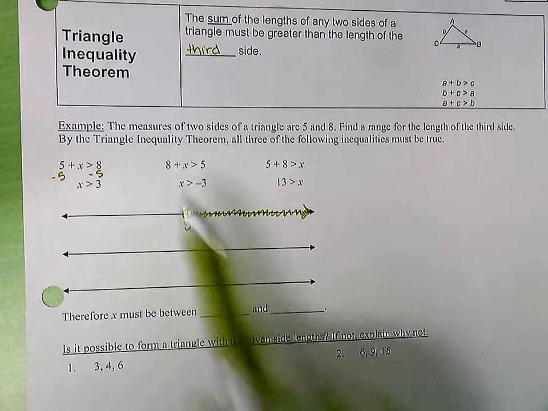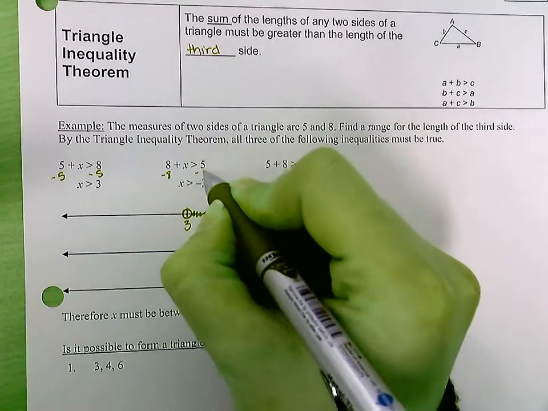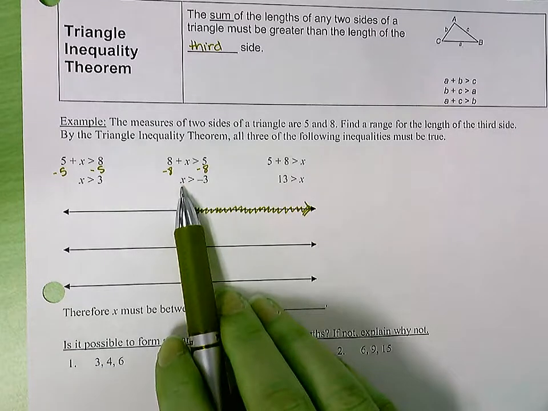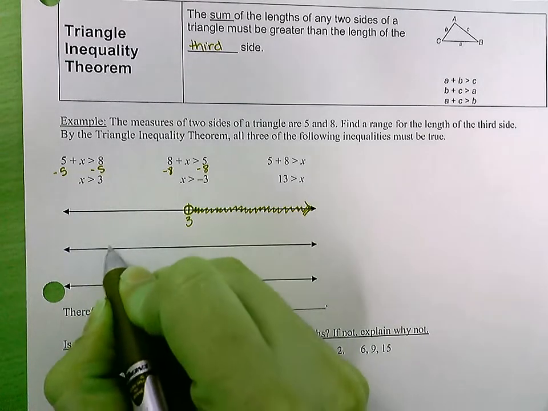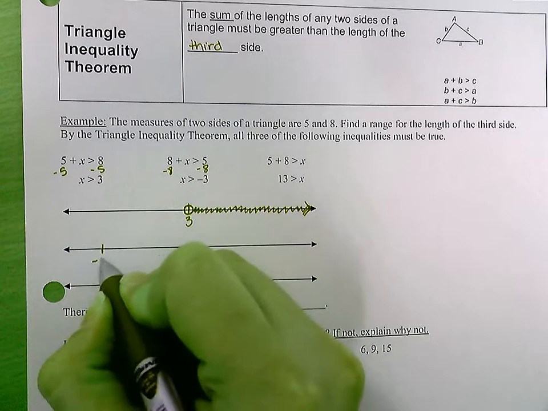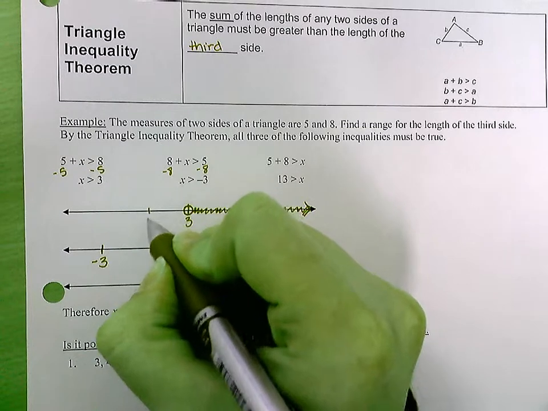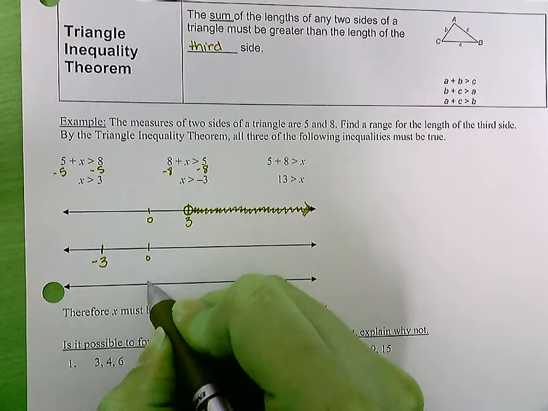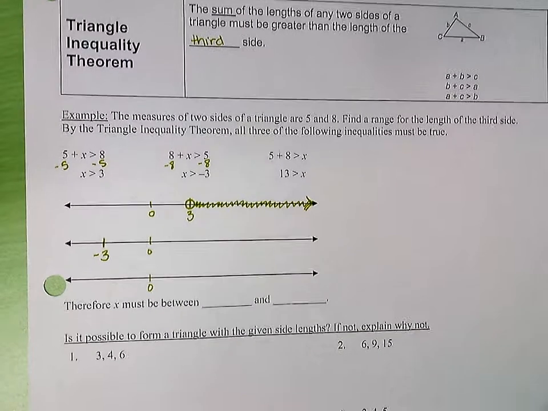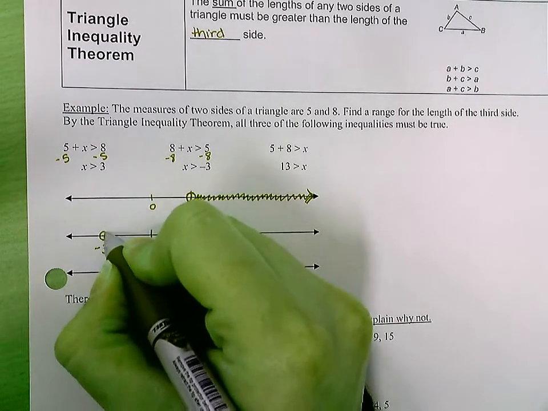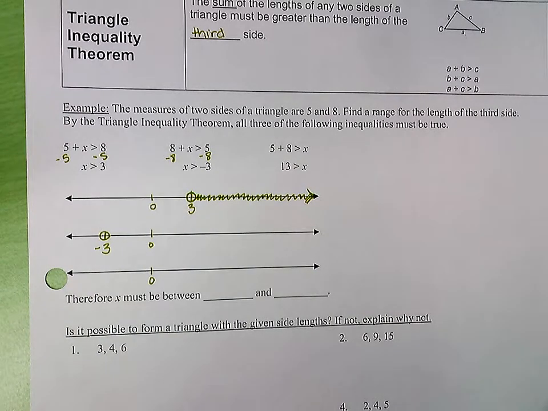My next one here, I subtracted 8 to solve for x, and I got x has to be greater than negative 3. So I'm going to plot negative 3 on this side, kind of keeping everything in line. Say this was 0 for all 3. Since x is greater than negative 3, we have an open circle again on negative 3, and we want every value of x that's greater than it. So again, it's going to go to the right.